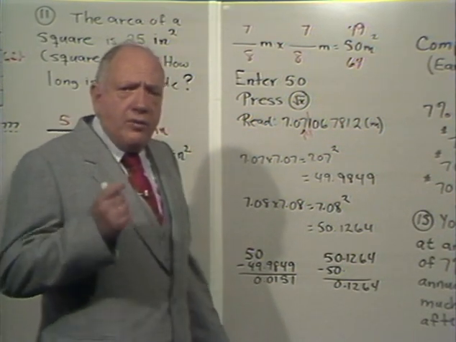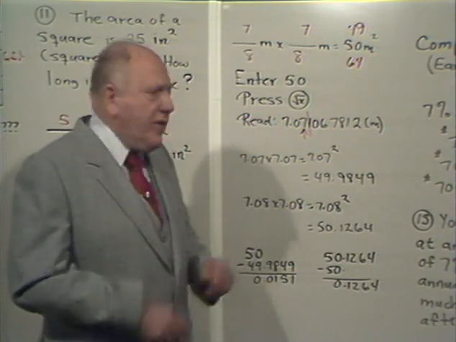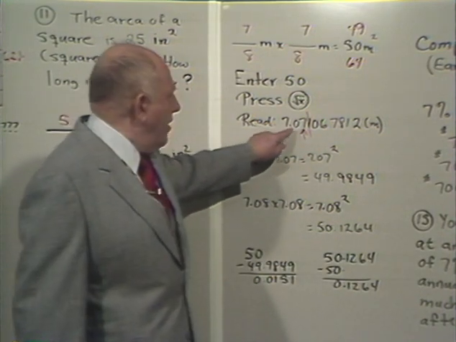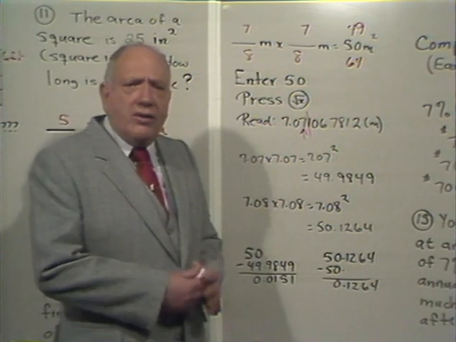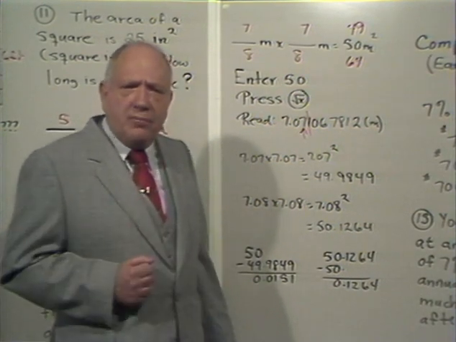See, this problem told me to round off to the nearest hundredth, but how many digits did I have here? 1, 2, 3, 4, 5, 6, 7, 8, 9. I could have rounded off to 6 places or to 7 decimal places.